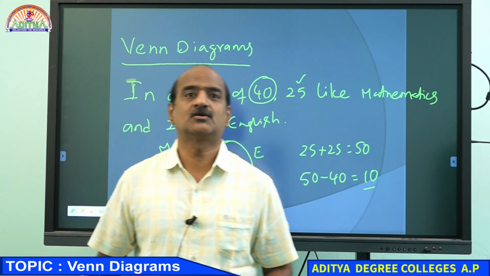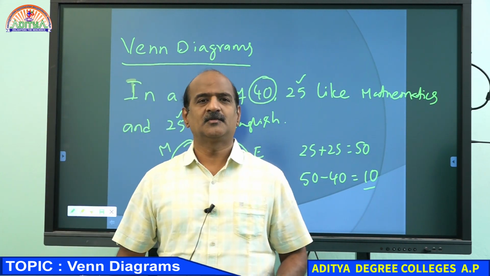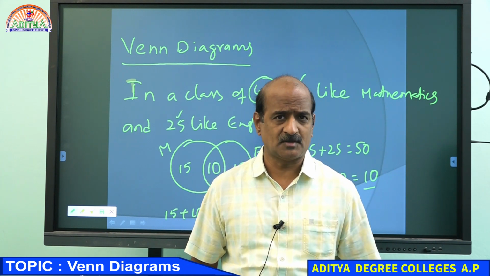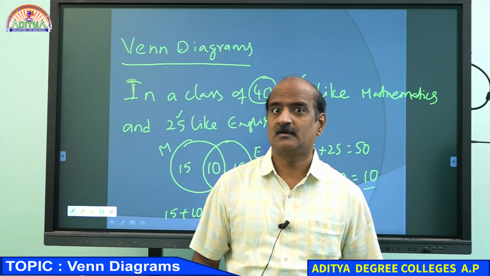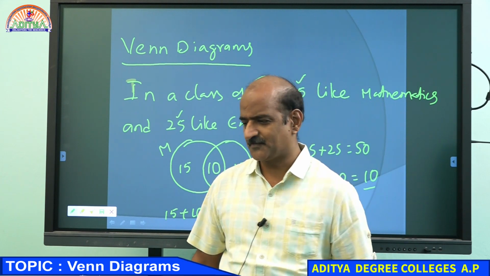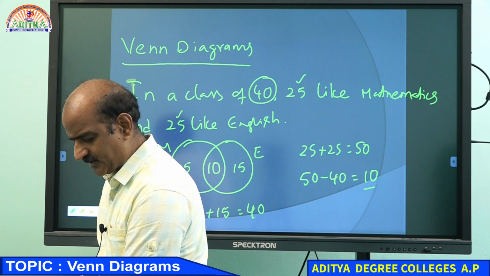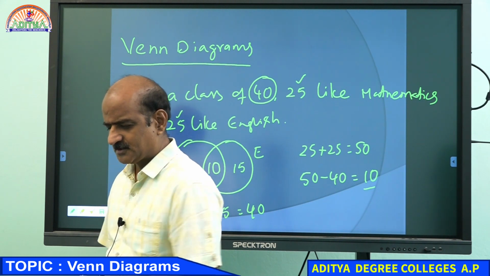This is what we call quantitative reasoning. We are able to answer this question based only on our common sense, but of course, a little bit of calculation is certainly there. Therefore, this is what we call quantitative reasoning. Okay, students? So, this is all about Venn diagrams.